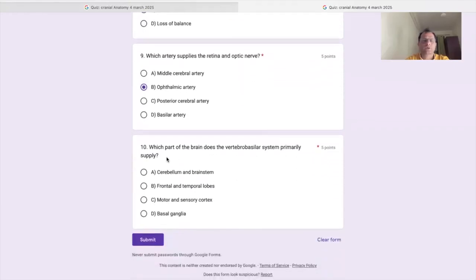Question number 10. Which part of the brain does the vertebrobasilar system primarily supply? The options are cerebellum and brainstem, which are on the back part, frontal temporal brain, motor sensory cortex, basal ganglia. It supplies the back part. So the answer will be cerebellum and brainstem. Okay, submit.